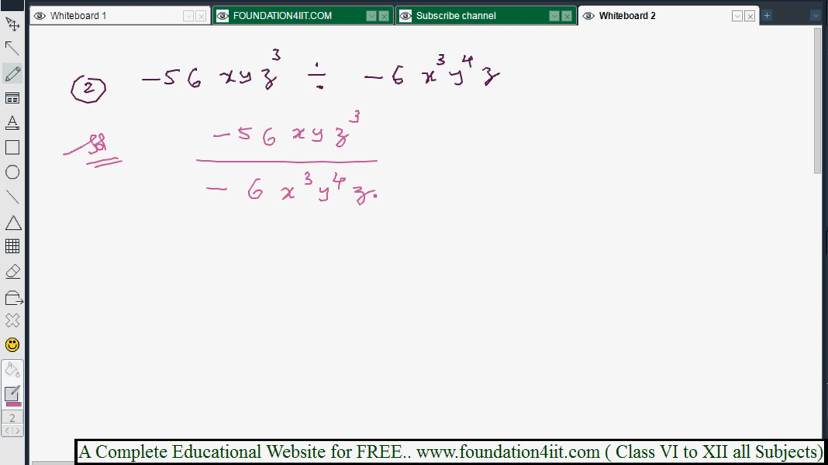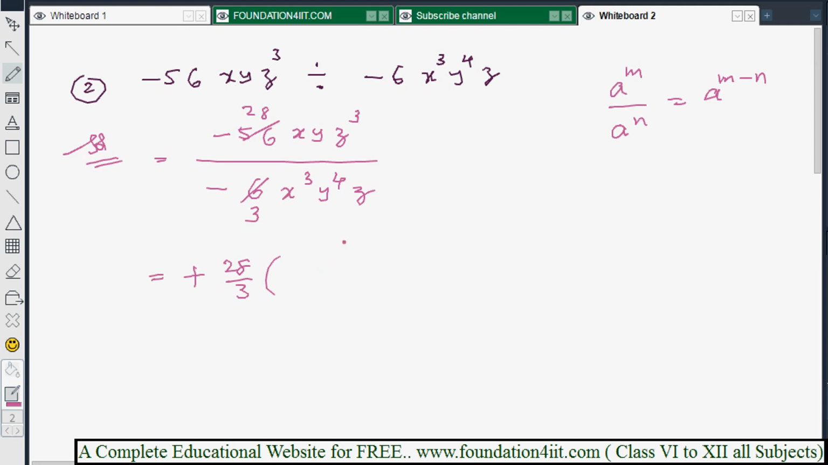Using the same formula, a to the power m by a to the power n is equal to a to the power m minus n. In case its denominator power is more, then you can write it in the denominator place. Now see here, minus divided by minus is plus, so the answer is plus. You can go for cancellations if it is possible. 2 3s are 6 and 2 2s are 4, 8 is 16 carry. So 28 by 3, that is the numerical part.